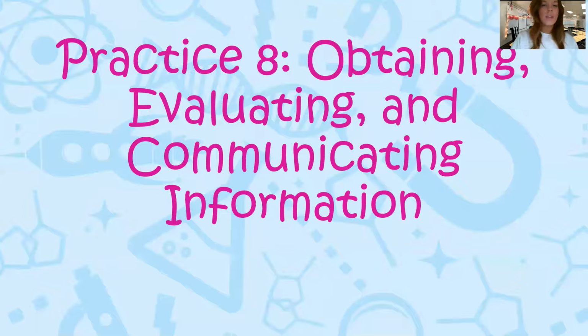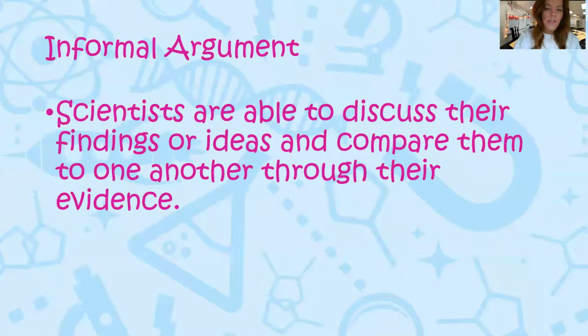Now let's look at practice 8. So practice 8 is obtaining, evaluating, and communicating information. Communication in science is extremely important in order for scientists to share their explanations and findings. There are two types of communication, formal and informal.